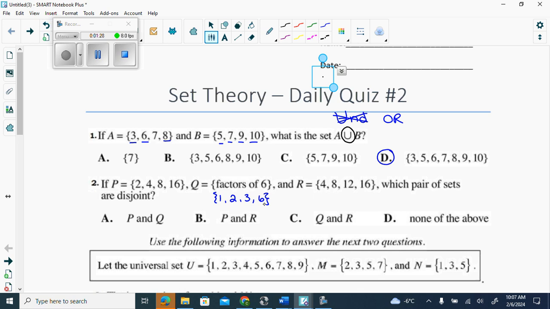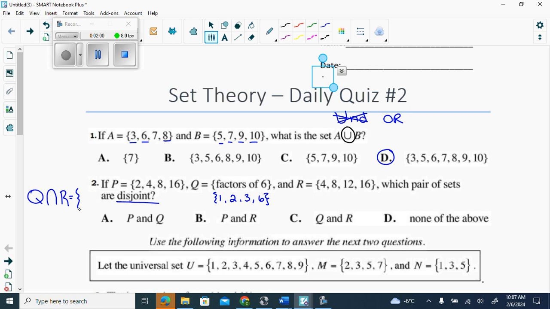So I see if I look at P and Q, they have a 2. So that's done. If I look at R and P, they have 4, 8, 16. So they have overlap. If I look at Q and R, I have 1, 2, 3, 6. Here I have 4, 8, 12, 16. Is there any overlap? Anything that's the same? So how do I know if something is disjoint? If I take those two letters and I find the intersection. So if I go Q and R, what do I get?